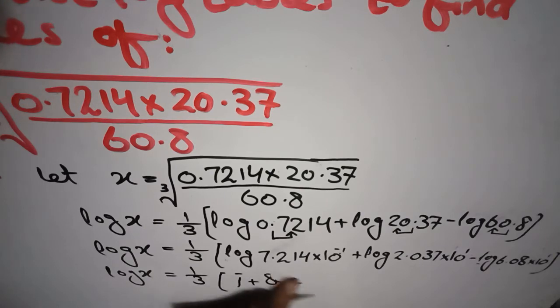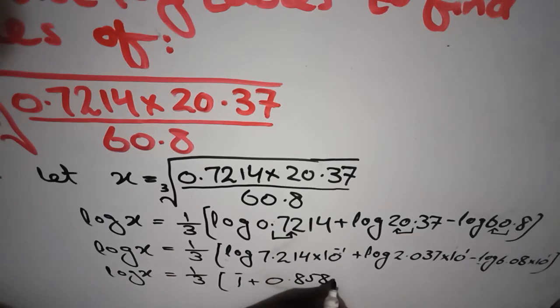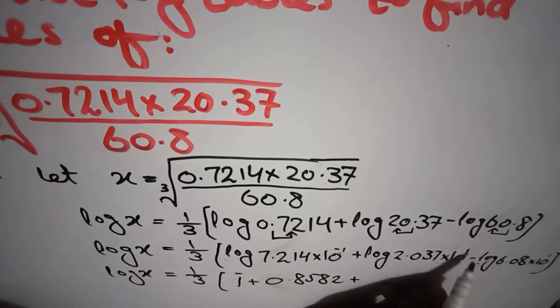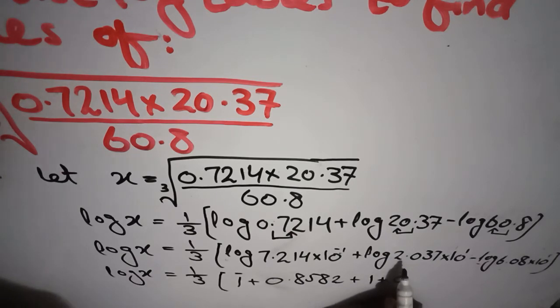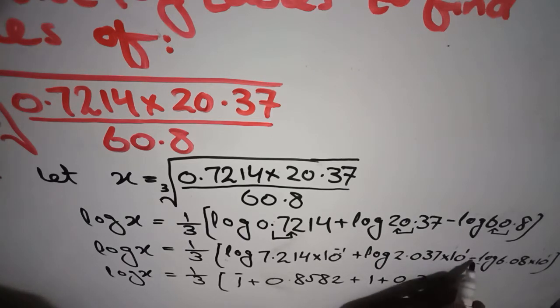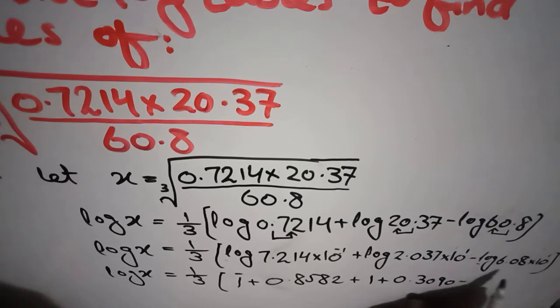Okay, this value will be written in decimal form, as you know that the mantissa is written in decimal form, 0.8582. For the next value, the characteristic is 1 plus the mantissa, which will be found from this value, that is the 20th row, 3rd column and 7th mean difference column. You will get 0.3090.